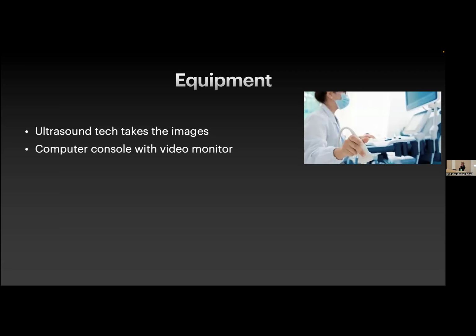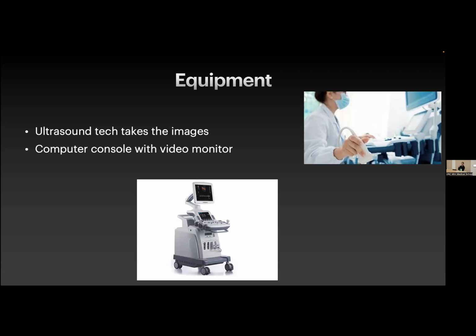Then we have the computer console with the video monitor. I mentioned all of the waves that are sent out by the transducer and that come back to the transducer are turned into electrical impulses that are then creating an image on our computer. So we need the computer console and the monitor, which typically appears like that. And I know Monica included a picture as well. And you'll see that next to the bed for the ultrasound.